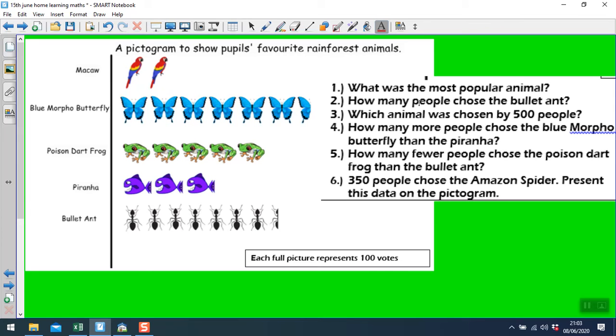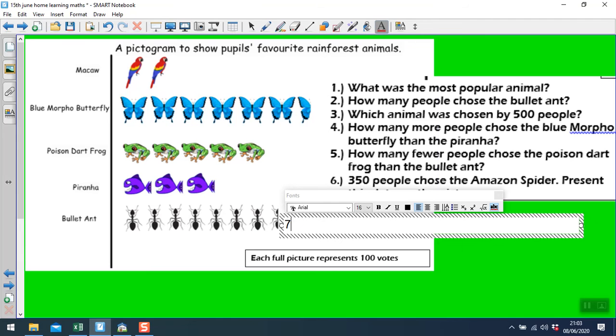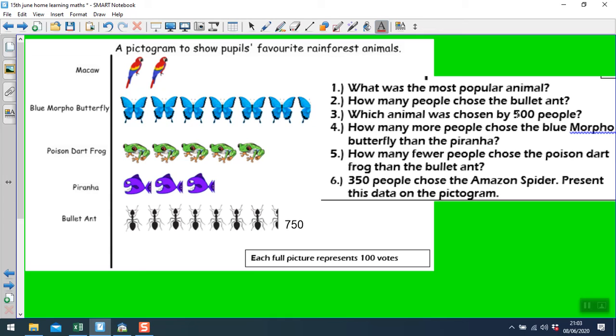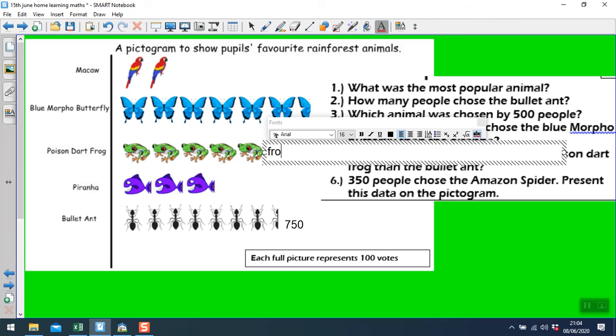How many people chose the bullet ant? So now counting in hundreds. 100, 200, 300, 400, 500, 600, 700 plus half of 100 is 50. So it's 750. Which animal was chosen by 500 people? So you need 5 of the same picture, and that is the frog.